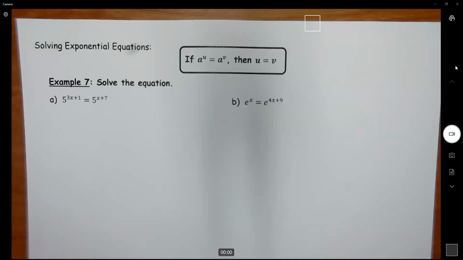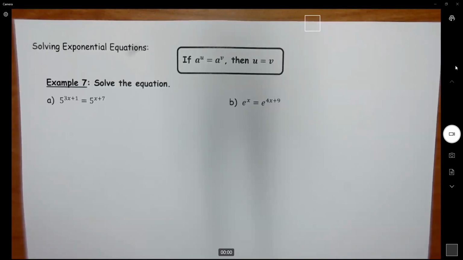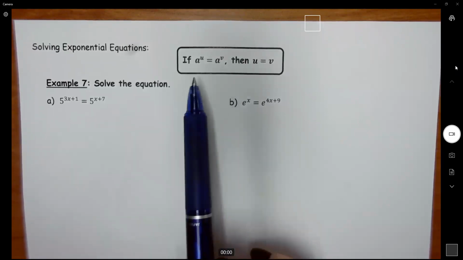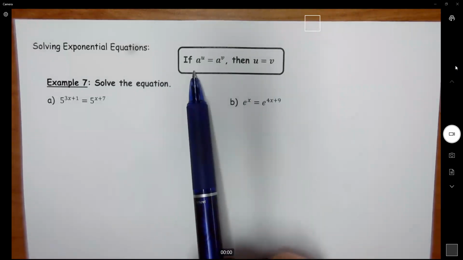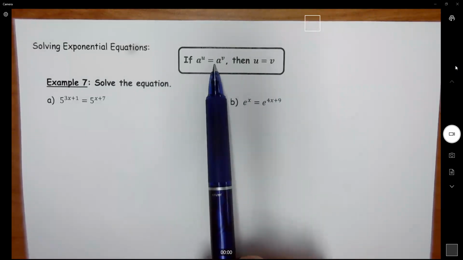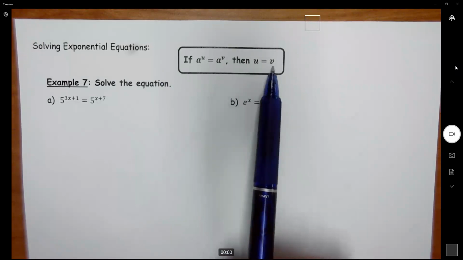The last section of this video is actually solving some exponential functions. We'll get into a lesson where we solve more complicated exponential functions, but we're going to start here with this. So we have a rule for exponential equations, and with exponentials, this is always what we want to look for first. If you have a to the u equals a to the v, then u equals v.